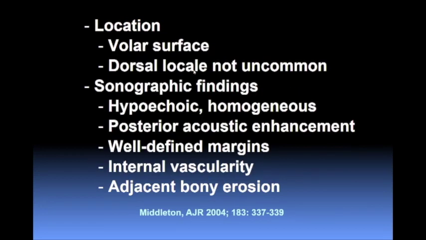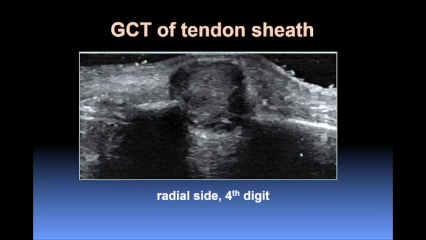They tend to be on the volar surface, though occasionally I've seen them on the dorsal side of the finger, and usually they're hypoechoic, homogeneous. They may show posterior acoustic enhancement. Their margins are well defined, and the key that helps you sort out that this is not a cystic lesion is that there's internal vascularity. It's the easiest way to sort out solid versus cystic. And if these have been there long enough, they can also cause adjacent bony erosion.